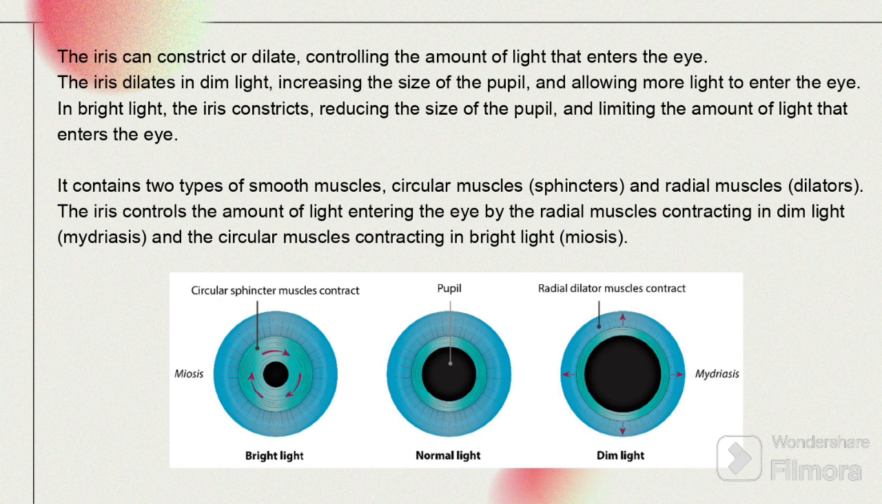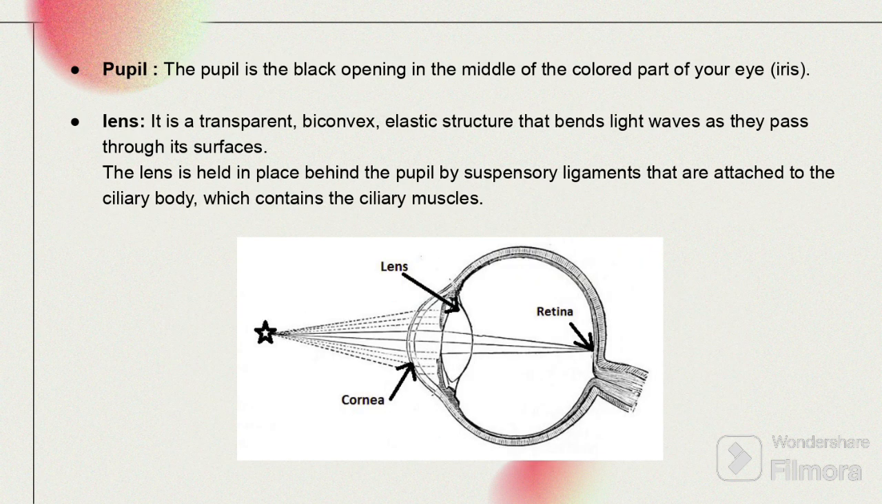It contains two types of smooth muscles: circular muscles, sphincters, and radial muscles, dilators. The iris controls the amount of light entering the eye by the radial muscles contracting in dim light, mydriasis, and the circular muscles contracting in bright light, miosis. Pupil. The pupil is the black opening in the middle of the colored part of your eye.